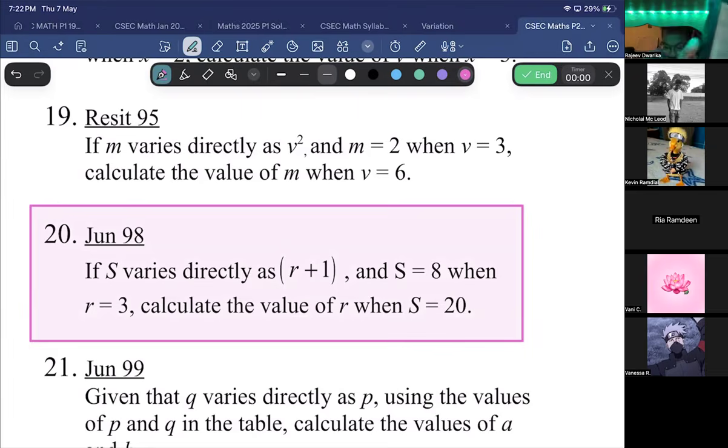Oh, shucks. You worked the question as if you had brackets, but you didn't show me that you had brackets. You are supposed to put a bracket to enclose the r plus 1, to enclose the 3 plus 1, and so on and so forth. Okay, thank you.